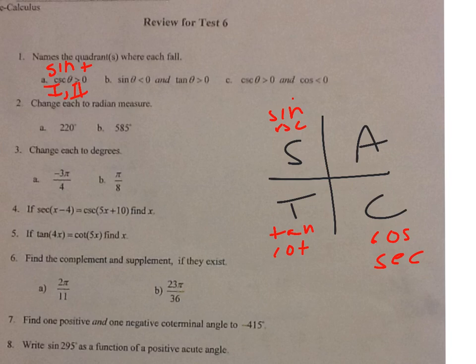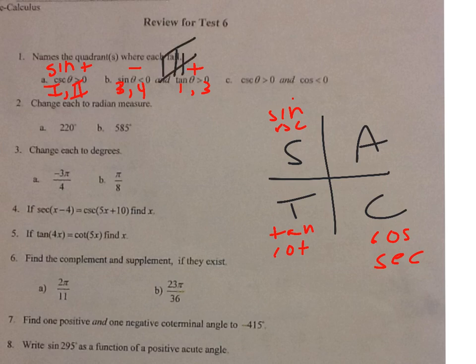All right, so let's take a look at letter B. So I'm looking for sine to be less than 0, so I'm looking for sine to be negative. And tan to be greater than 0, that means I'm looking for tan to be positive. In which quadrants is sine negative? Sine is negative in quadrants 3 and 4. Tan is positive in quadrants 1 and 3. So where is sine negative and tan positive? That would be quadrant 3.